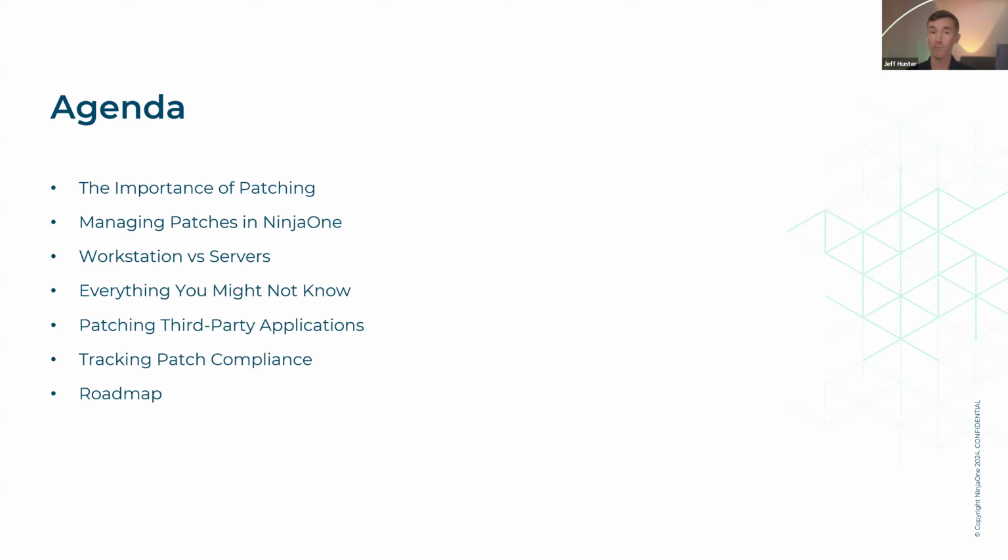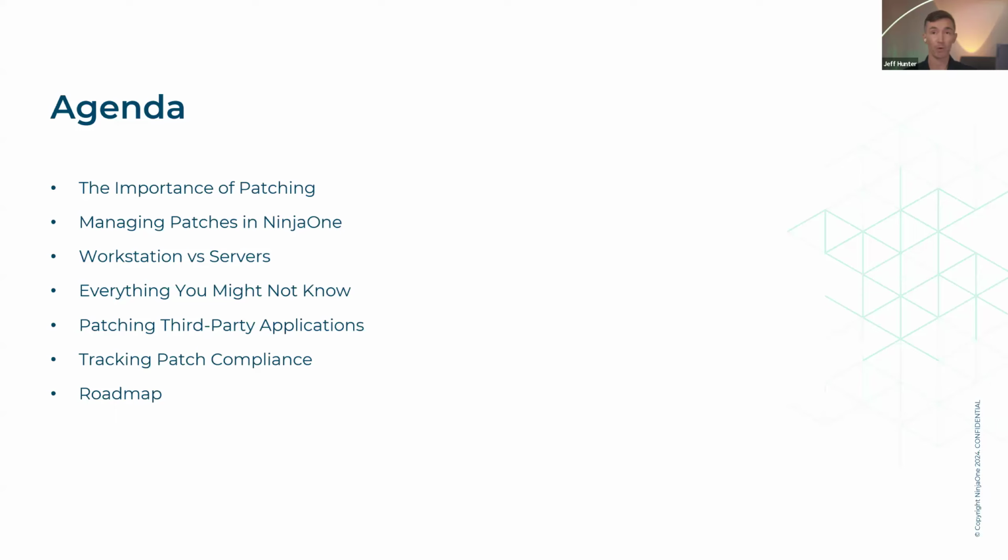Then we go into everything you might not know about patching, which is really a broad brush, but we'll talk about how you can use several features within NinjaOne to support the overall health of your patching operation. We'll talk about patching third-party applications, obviously another important vector there. Want to make sure that vulnerable apps get patched as well, how we track patch compliance.